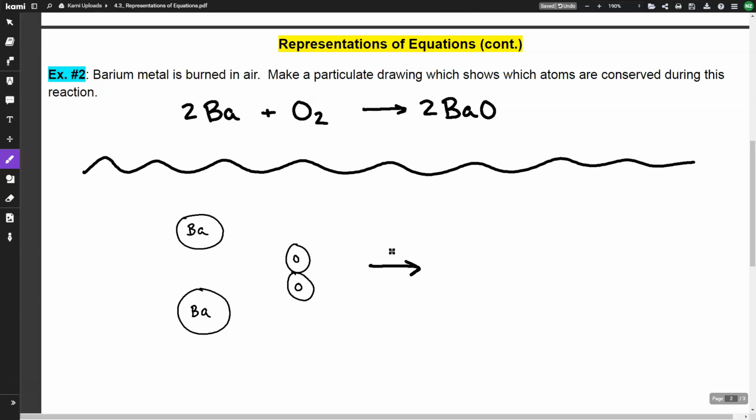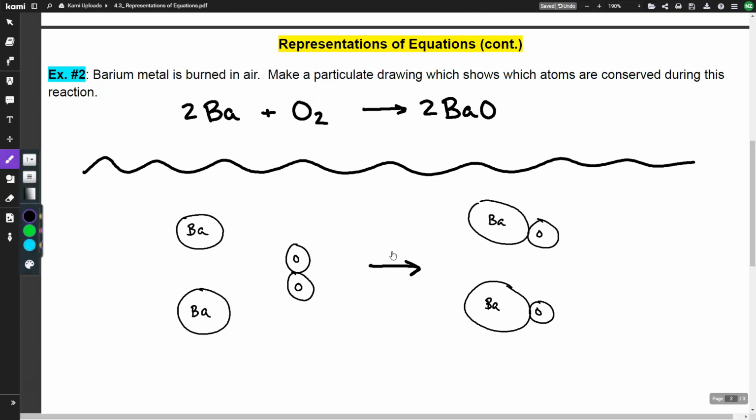Okay, so if you notice, this barium is going to hook up with that one right there. So when I draw this on the other side, we'll have barium and oxygen, and then we'll have barium and oxygen, just like that. Okay, and if you notice, all of the particles are conserved.